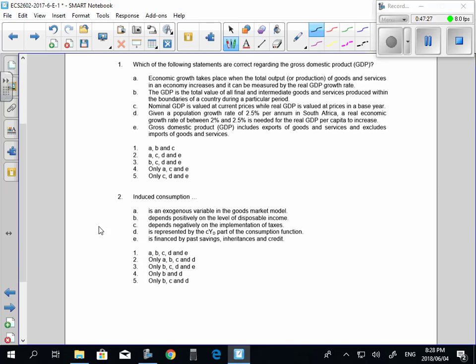Which one of the following statements are correct regarding the GDP? Now remember, GDP is the total value of production within the borders of our country for a given year. Okay? So it would be in this case A, C, and E. Option 4.